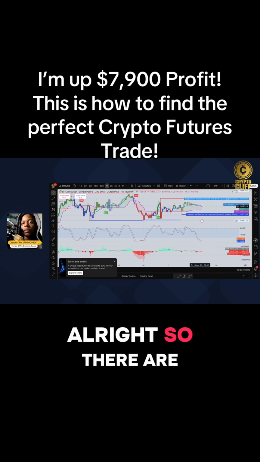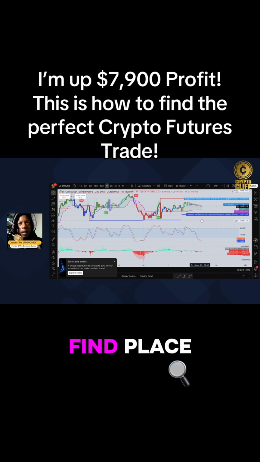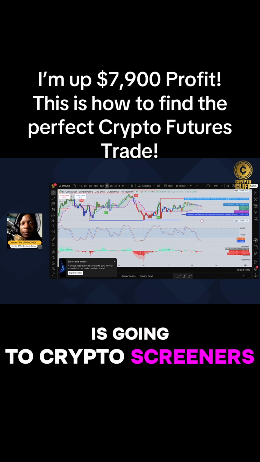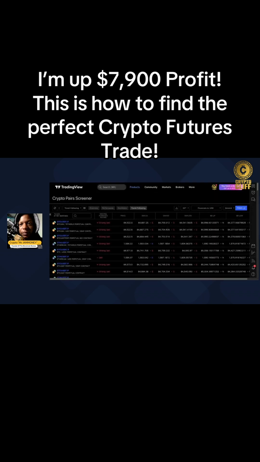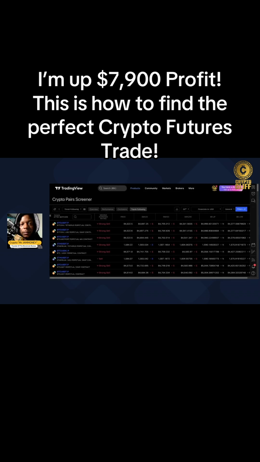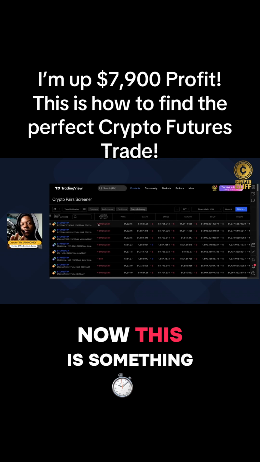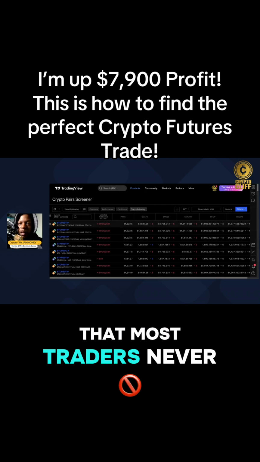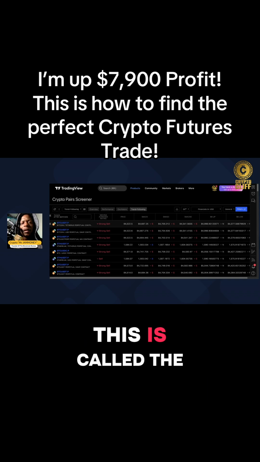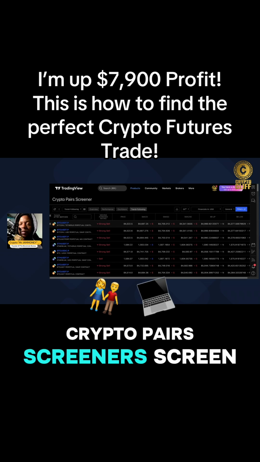All right. So there are many different ways to find plays. One of my favorite ways to find plays is going to crypto screeners. All right. Going here. Now, this is something that most traders never look at. They don't even know it exists, really, honestly. This is called the crypto pairs screener screen.